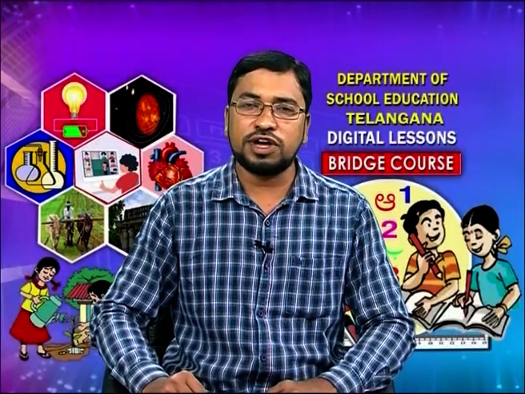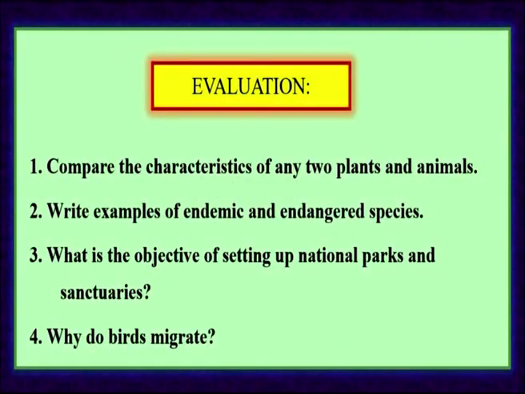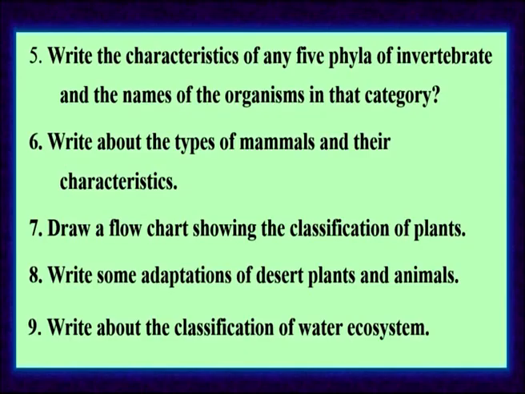Children, it is advised to note down these questions and try to answer them. Evaluation. Compare the characteristics of any 2 plants and animals. Write examples of endemic and endangered species. What is the objective of setting up national parks and sanctuaries? Why do birds migrate? Write the characteristics of any 5 phyla of invertebrates and the names of the organisms in that category. Write about the types of mammals and their characteristics.